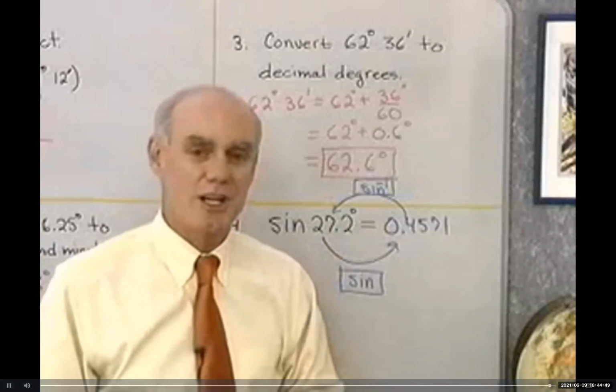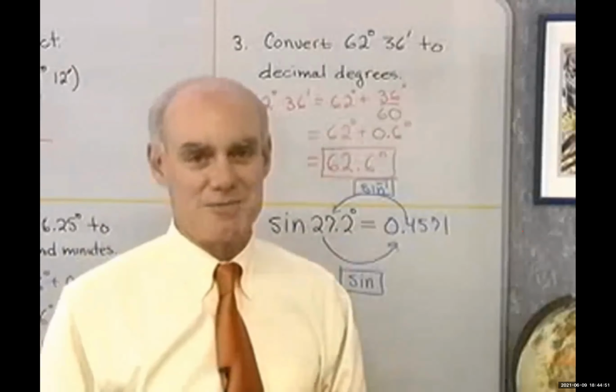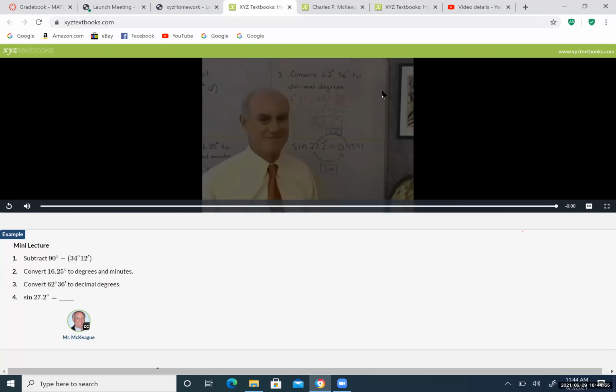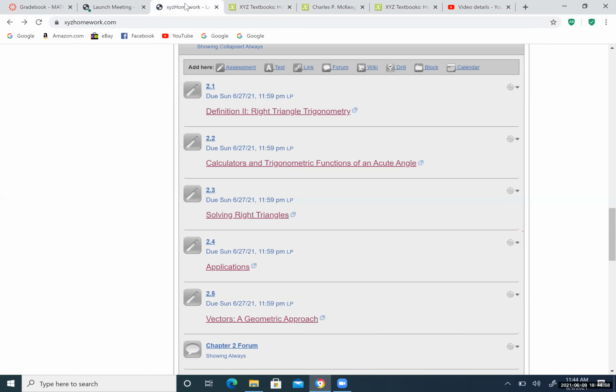So there's a quick look at degrees and minutes and decimal degrees. So that is 1.2. Let me see, 1.3. Oh, I'm sorry, 2.2. Now it's 2.3. Solving the right triangle.